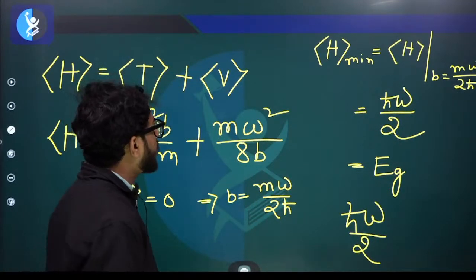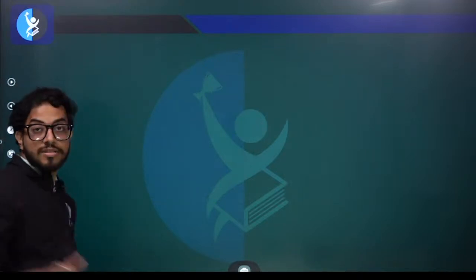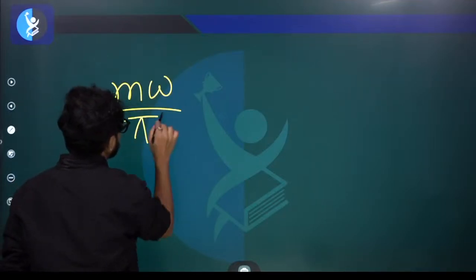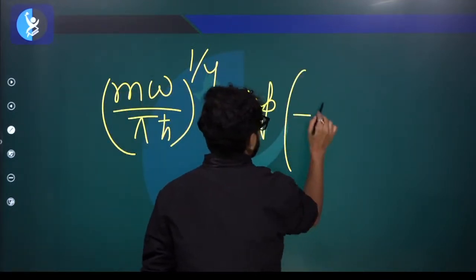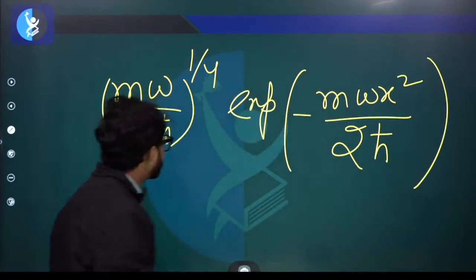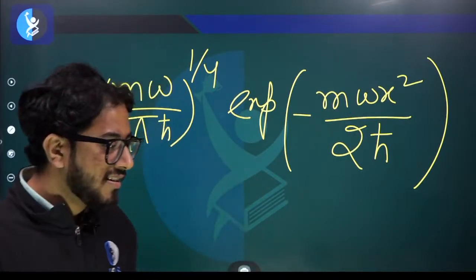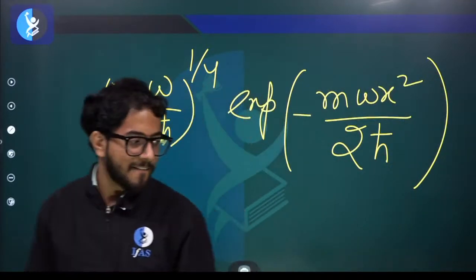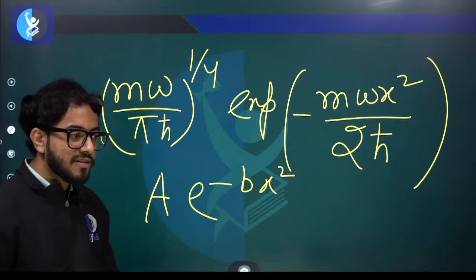So I hope now you got why I got such an accurate result. Because the guess of the wave function was very good. Okay, tell me the ground state wave function of a harmonic oscillator. It is (m omega by pi h cut) to the power of 1 by 4 into exponential of negative m omega x square by 2 h cut. Doesn't it look like a Gaussian function? So this is your A e to the power of negative b x square.